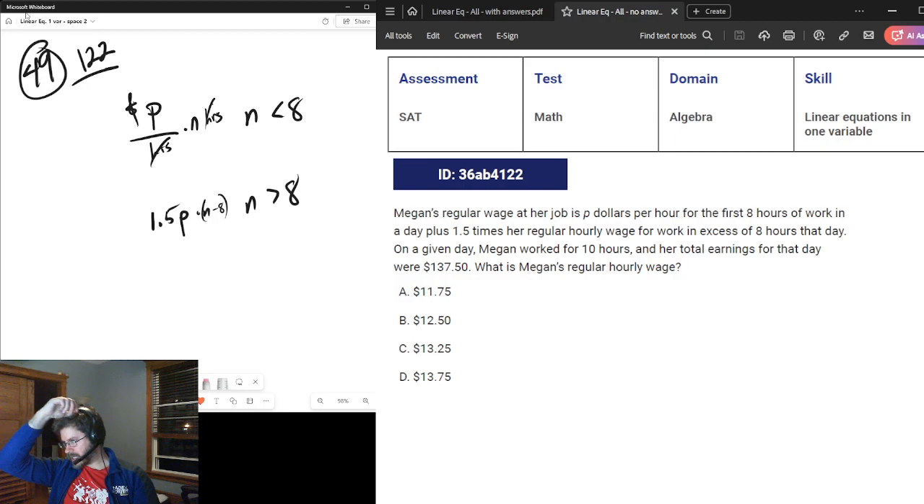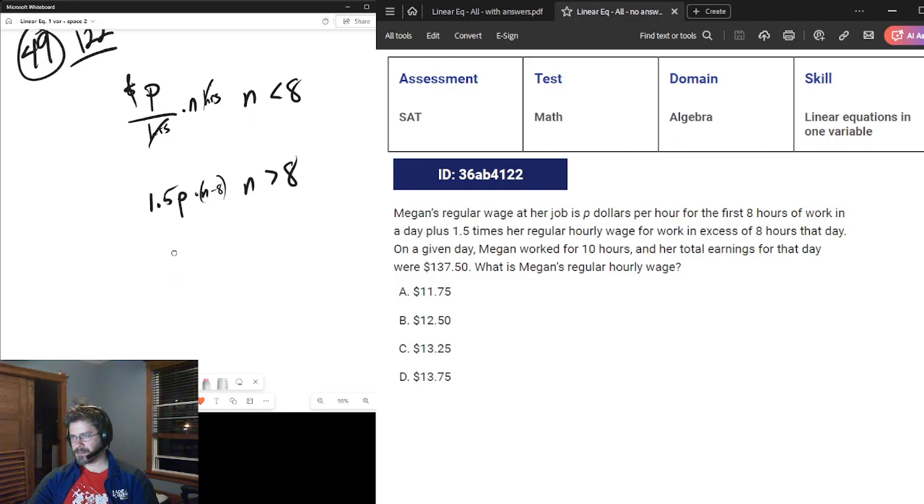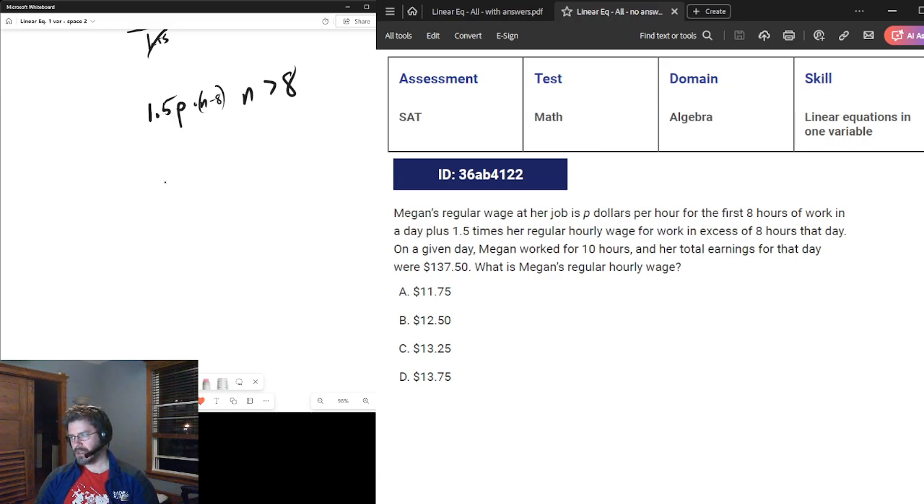Okay, Megan worked for 10 hours and her total earnings for that day were $137.50. So we get 137.5 is equal to P times 8, because she gets P for each hour up to 8, plus 1.5P times 2, because that's how many hours she worked past 8: 10 minus 8 is 2.